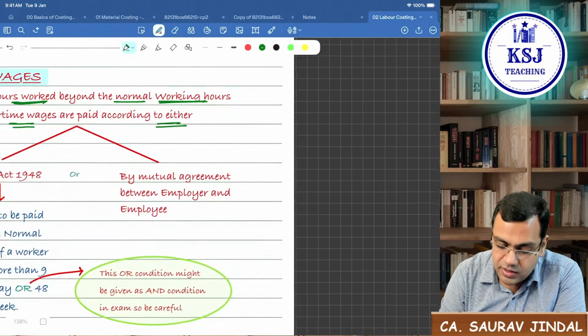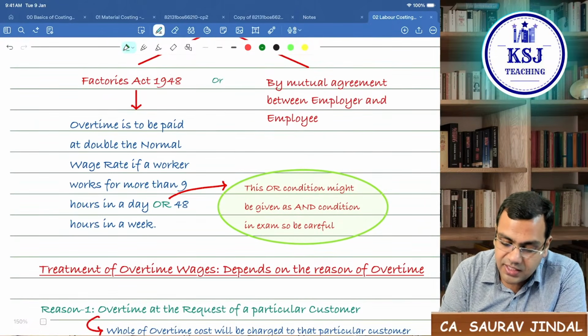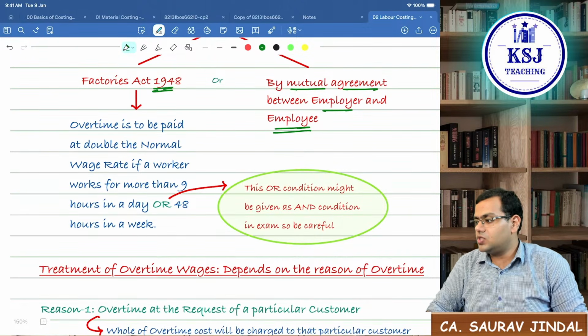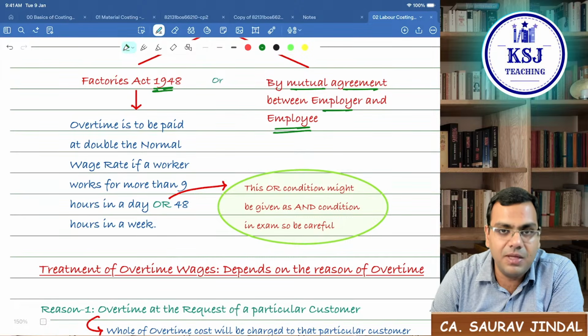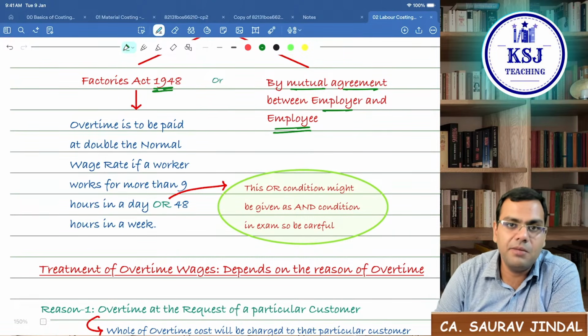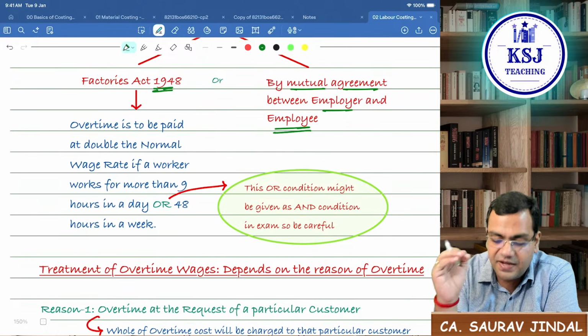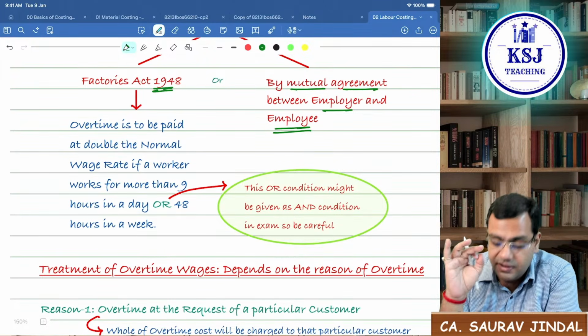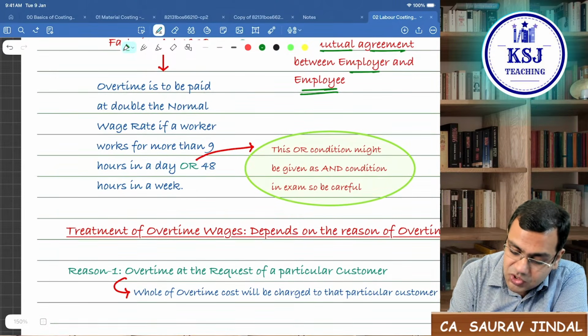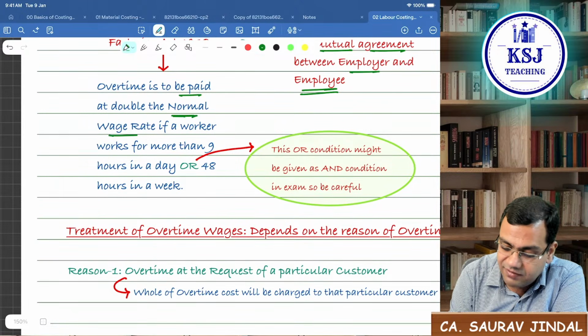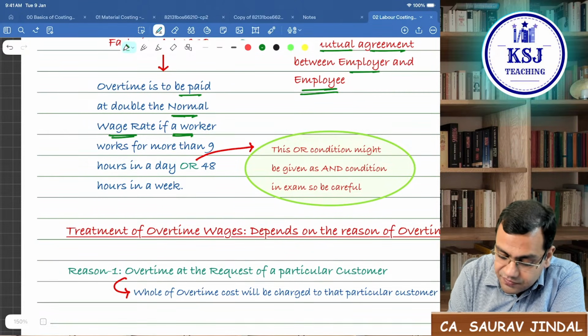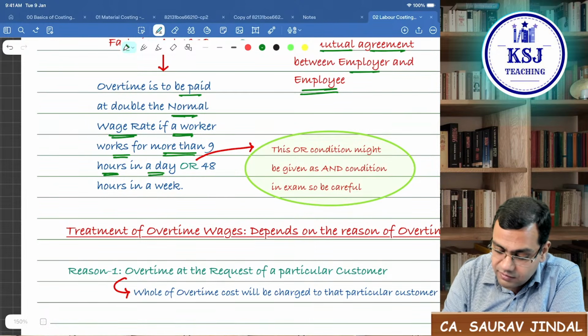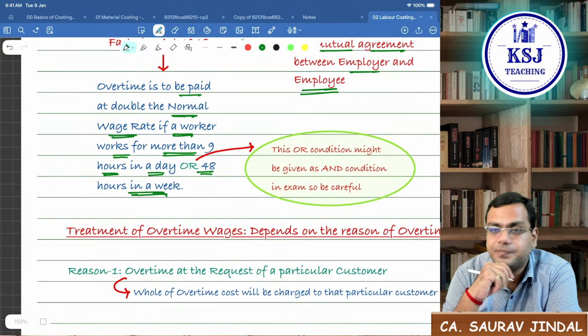What extra he can expect beyond this 100 rupees is determined either by the Factories Act 1948 or by mutual agreement between the employer and employee. If any factory or business is not governed by the Factories Act, then it can be by mutual agreement between employer and employee. Now, listen carefully to what the Factories Act says. The overtime is to be paid at double the normal wage rate if a worker works for more than 9 hours in a day or 48 hours in a week.